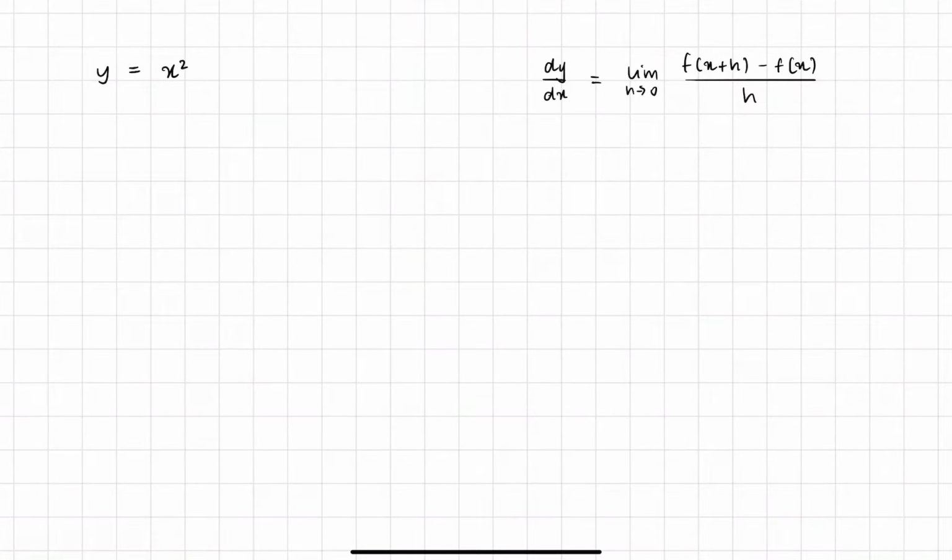Hey, what's up, guys? I'm going to show you how to differentiate this using first principles. Okay, so I've got the first principles written down here on the right hand side, and we're going to differentiate a nice simple one, just y equals x squared. Okay, so dy over dx equals the limit as h approaches 0.